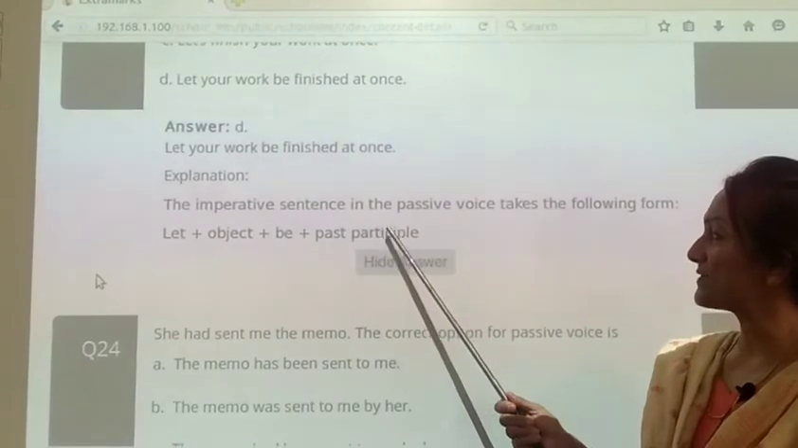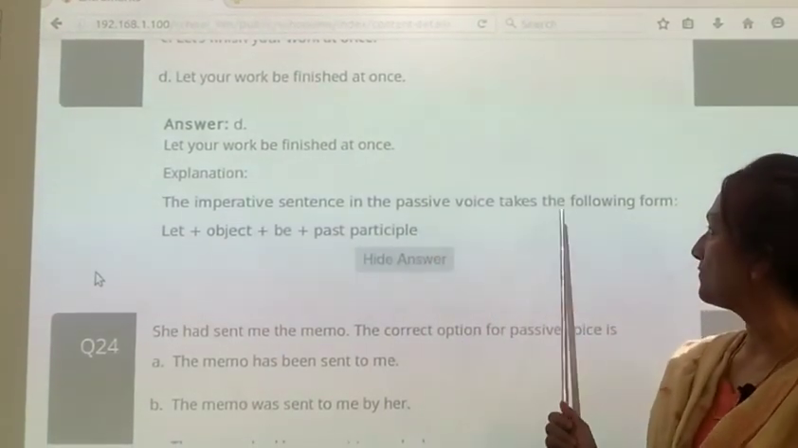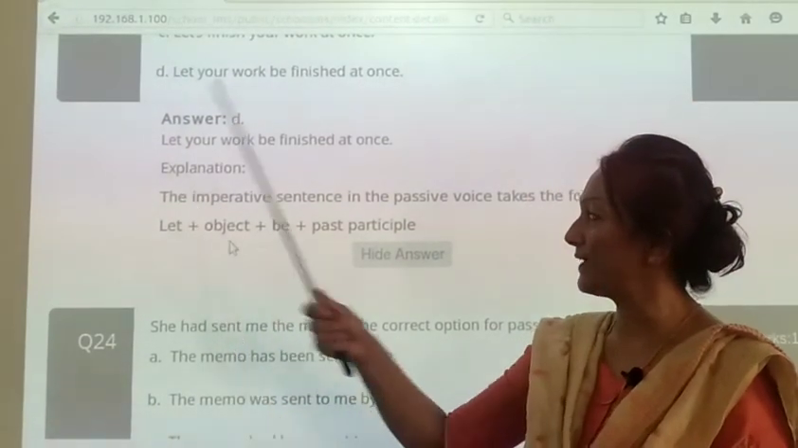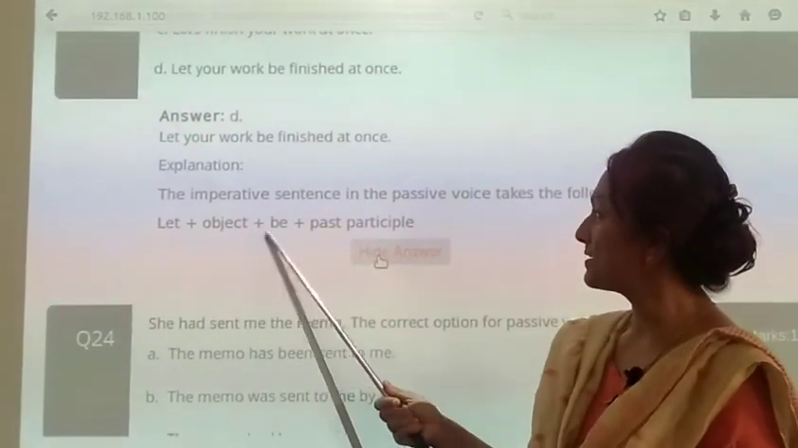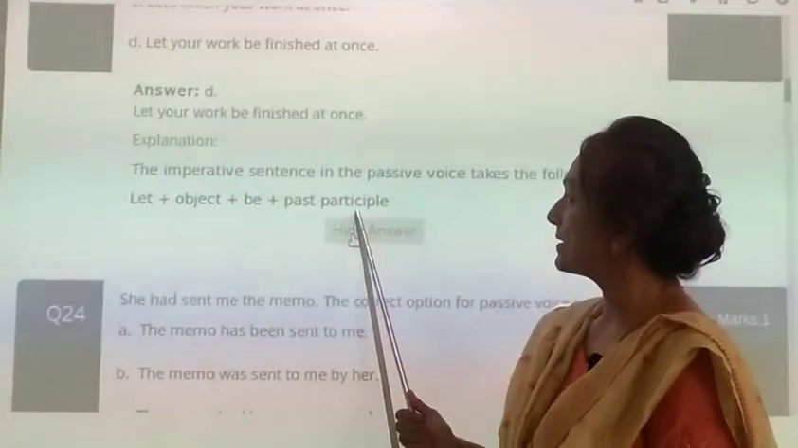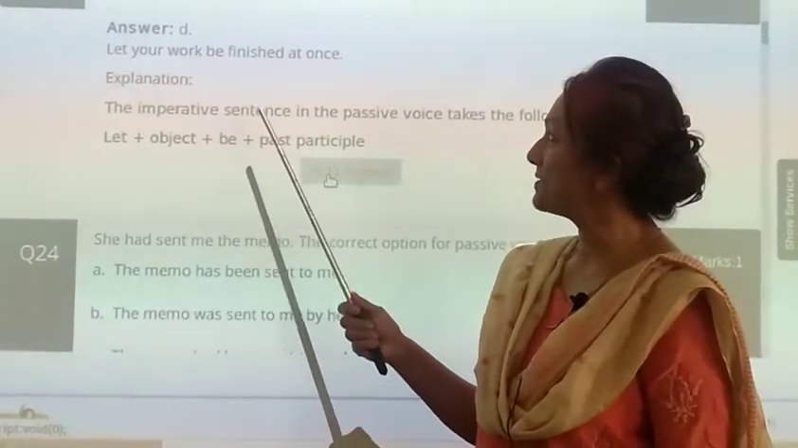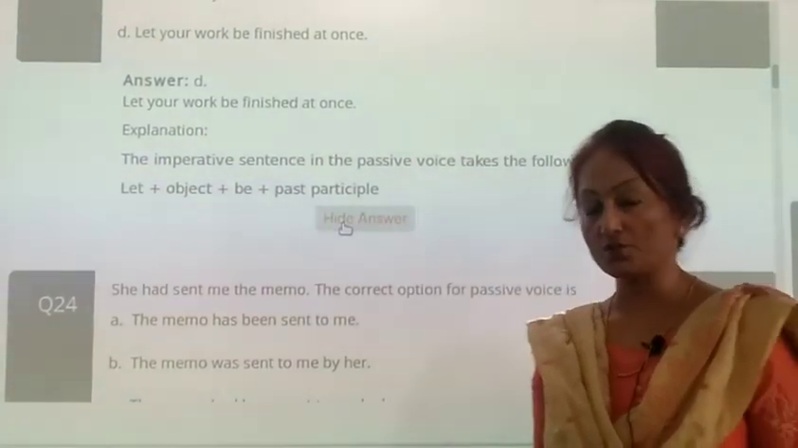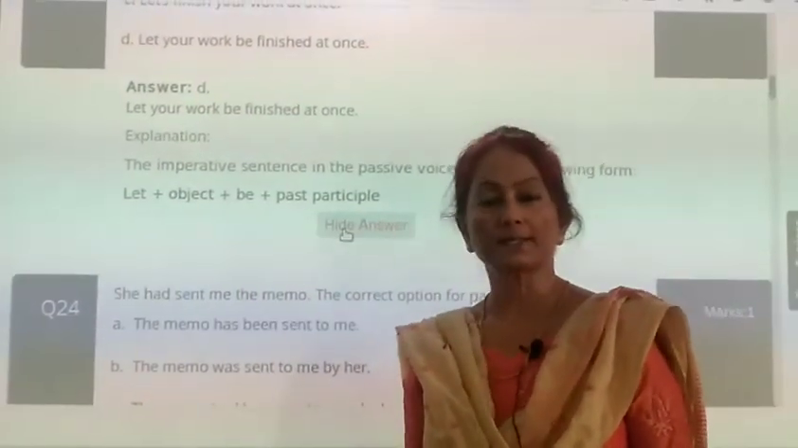The imperative sentence in the passive voice takes the following form. Let, plus object, plus be, plus past participle. Work, that's the object, and finished is the past participle. So, that's how we change it to passive voice. Next one.